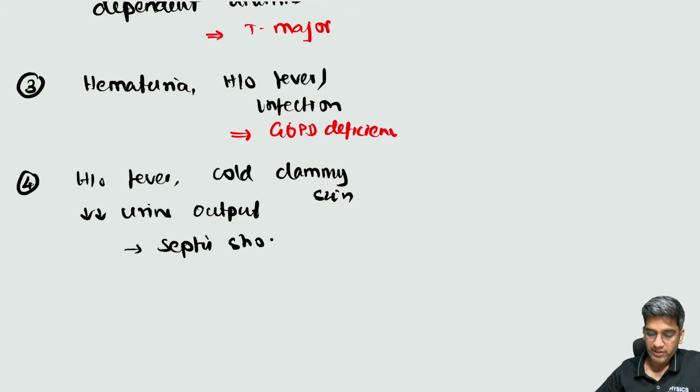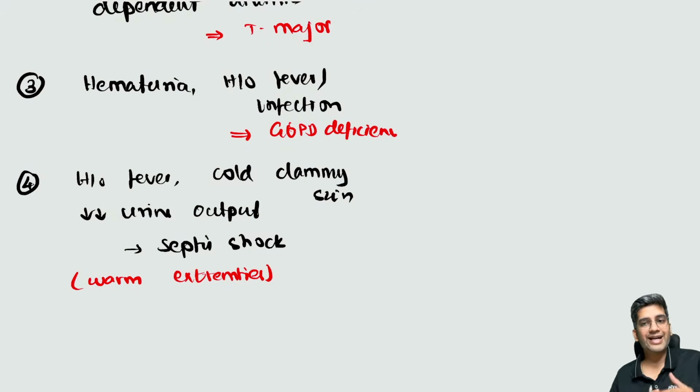I'll put a disclaimer here and I want you to understand that as well. Septic shock, you must have read this for sure. You will have warm extremities. I'm not denying that. Generally septic shock will have warm extremities because it has vasodilatation, right? When it goes to a terminal stage of shock, as presenting in this patient because there's a reduced urine output, it means all the circulation is diverted towards a major organ, right?